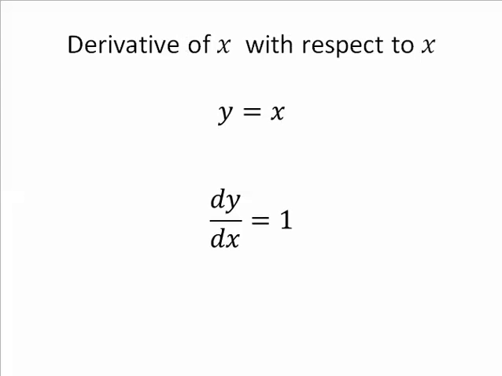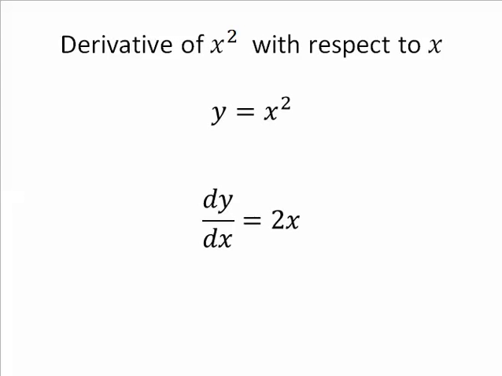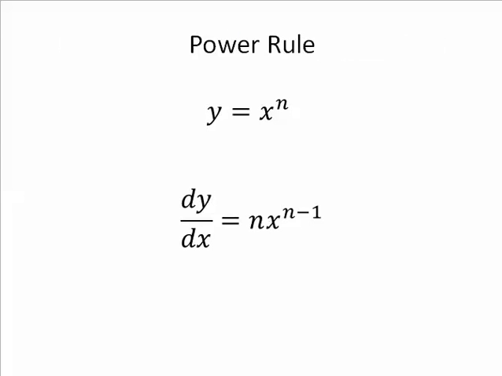The derivative of x with respect to x is equal to 1. Derivative of x squared with respect to x is equal to 2x. The derivative of x to the 3 with respect to x is 3x squared. And in general, the derivative of x to the n power with respect to x is equal to n times x to the n minus 1 power.